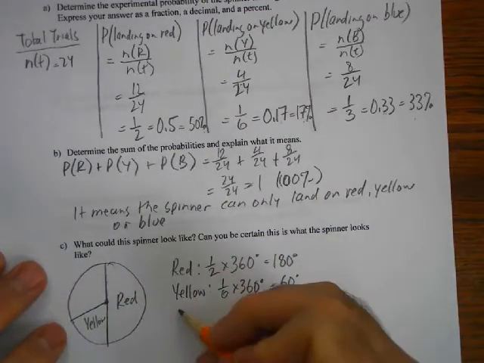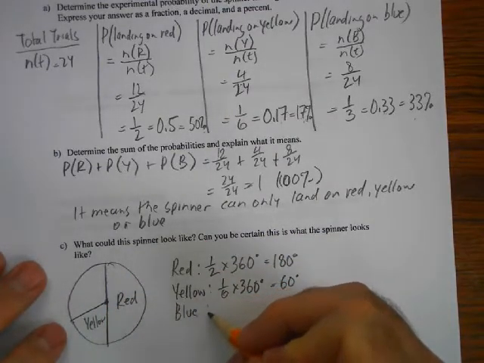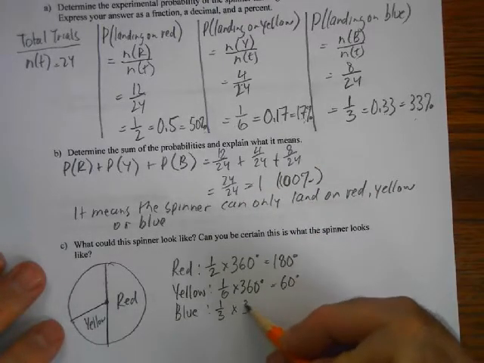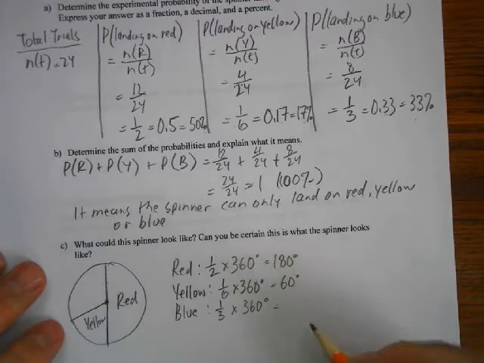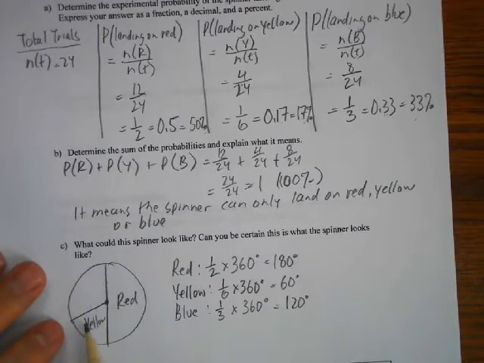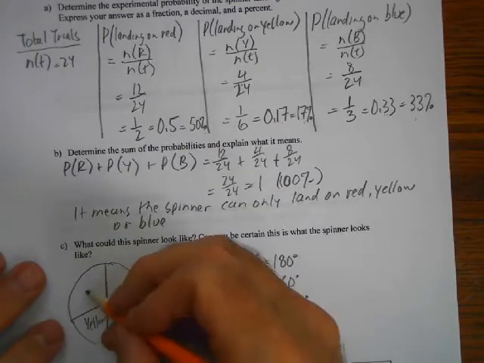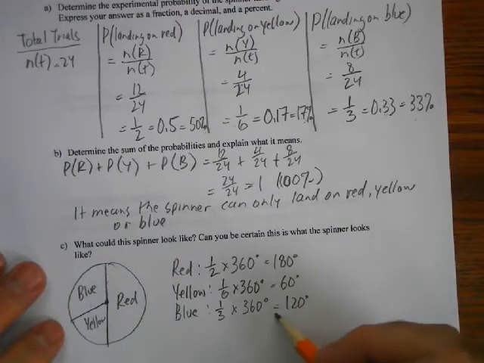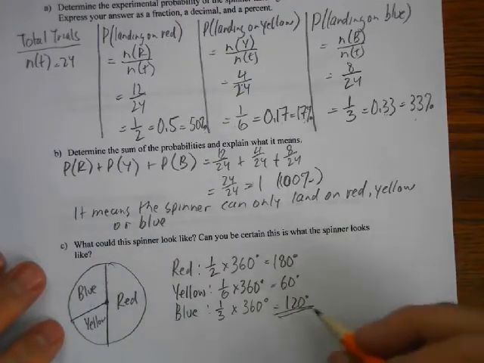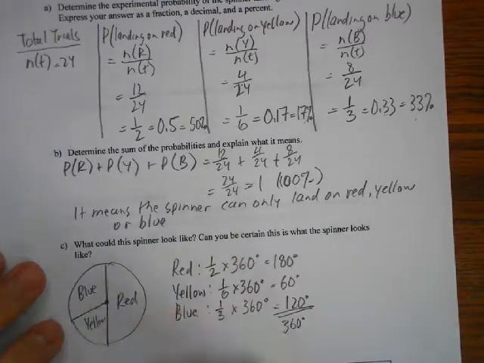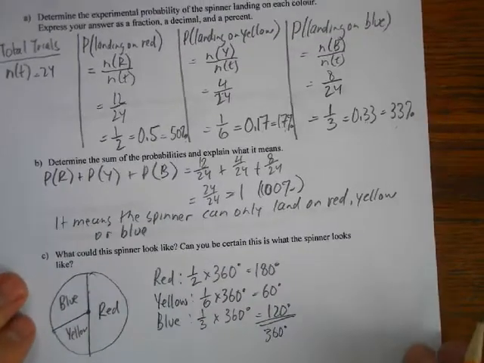And finally the blue. We landed on blue 1/3 of the time. So 1/3 times 360 is 120. And if we did everything right, this remaining section should be 120, and it is. So there's my blue section. And to confirm our calculations, if we add them all up, we get 360, which means we've covered the whole circle, so that confirms it.